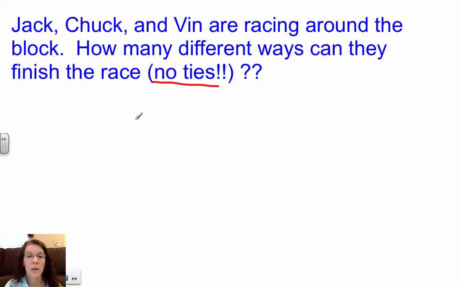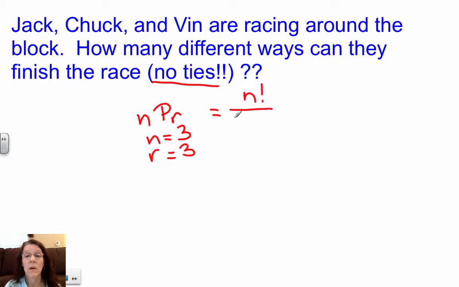All right, so we said it was a permutation because the order matters. N is the total number of things in our group. Well, there are 3 people in our group, so N is 3. R is the number of things that we're choosing. Well, we're going to give everyone a place. So again, N and R are the same. It will not always work out to be that way. So our formula says N factorial over N minus R factorial.